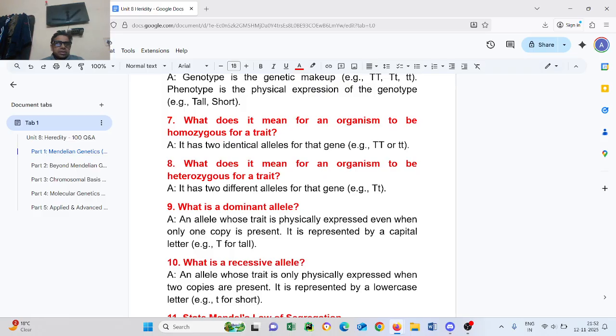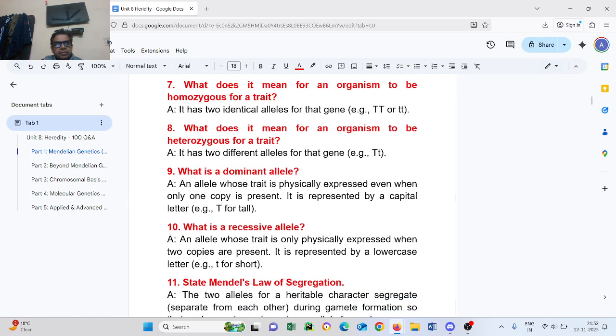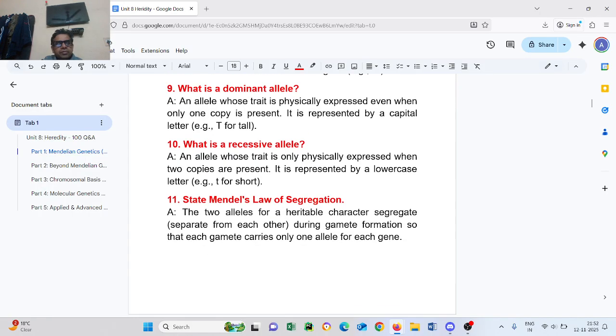What is a recessive allele? An allele whose trait is only physically expressed when two copies are present. It is represented by a lowercase letter, example small t for short.